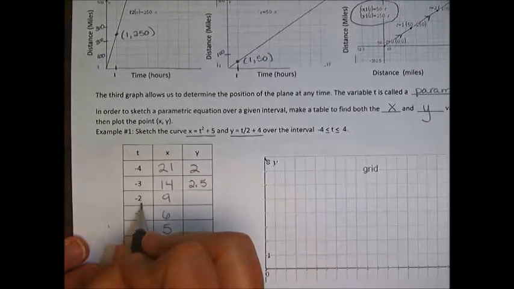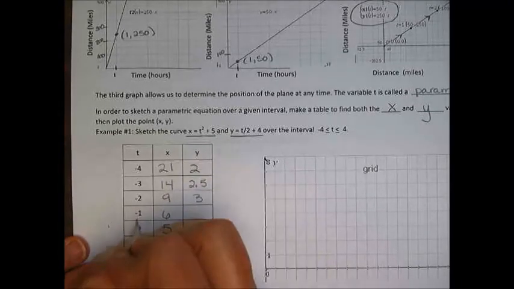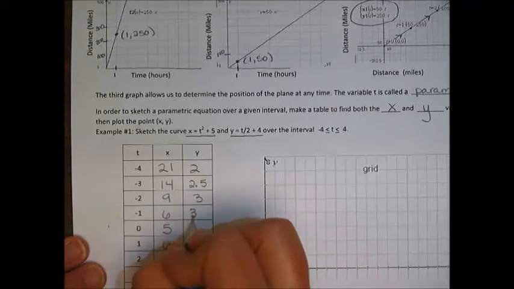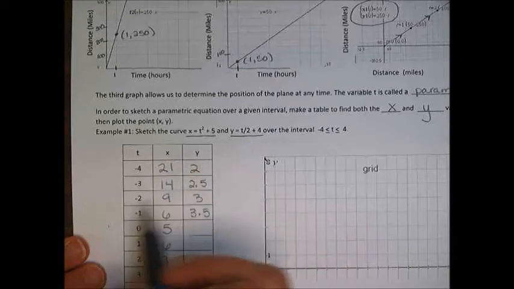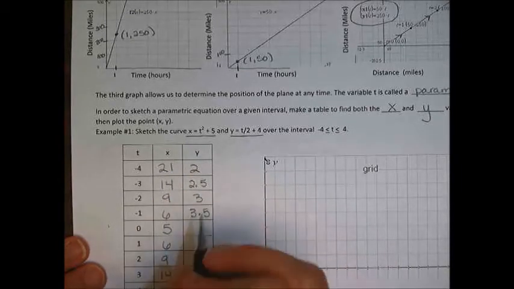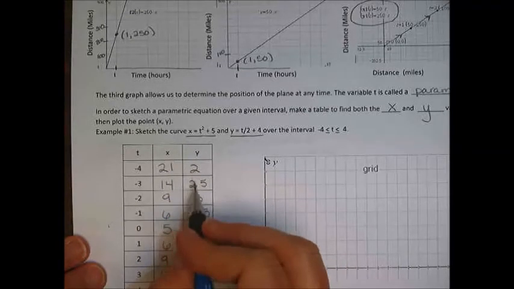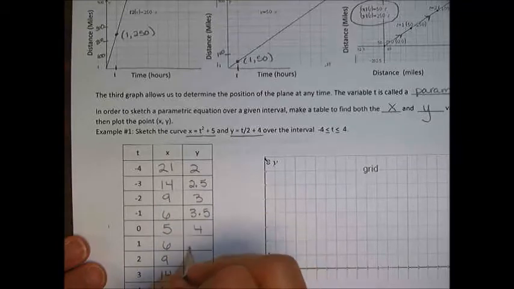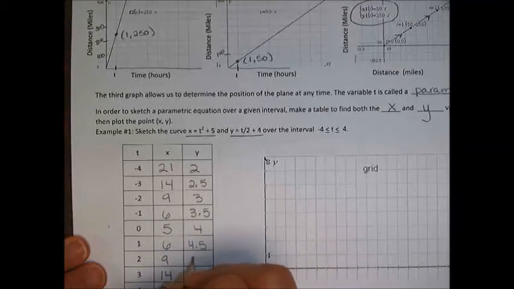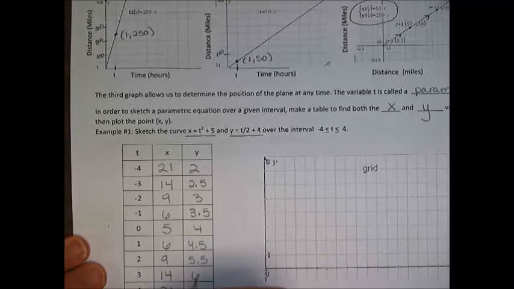Half of negative 2 is negative 1, plus 4 is 3. Half of negative 1 is negative a half, plus 4 is 3.5. I'm starting to see a pattern here. Half of 0 is 0, plus 4. You can see the pattern: 2, 2.5, 3, 3.5, 4, 4.5, 5.5, 6, and 6.5.